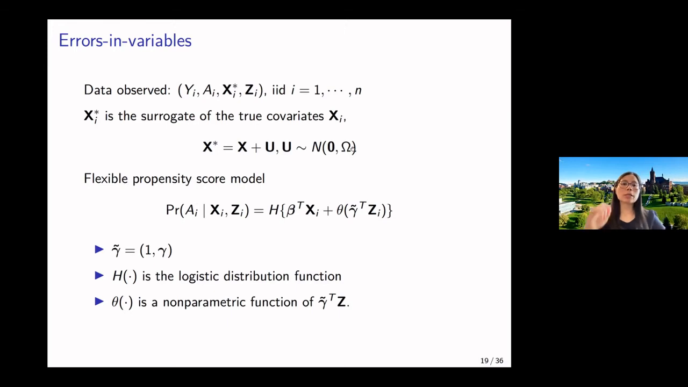Okay. Now we slightly change the propensity score a little bit. So the propensity score now becomes this logistic regression form with beta transpose X, and then this theta plus some linear combination of gamma transpose Z. So again, X is some variable that may contain a measurement error, and this Z is error-free. Our goal is still to estimate this beta so that we can calculate the propensity score that allows us to establish the causal relationship.